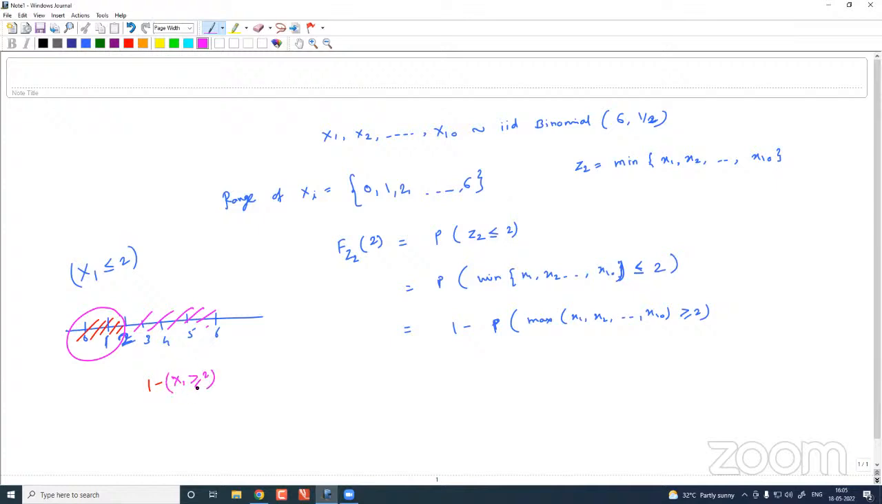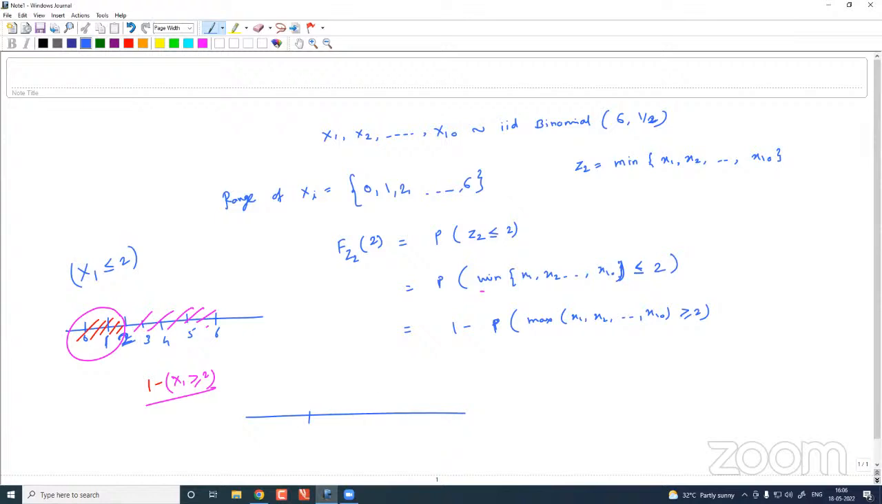Correct? Now similarly, if I say the minimum of x1, x2 to x10 is less than or equal to 2, what does this mean? What is the understanding from that sentence? One of the random variables has to be less than or equal to 2, and others can be greater than 2, right? Correct. All of them can also be equal to 2. So that means one of the random variables should be less than or equal to 2, and the rest can be on this side, right?